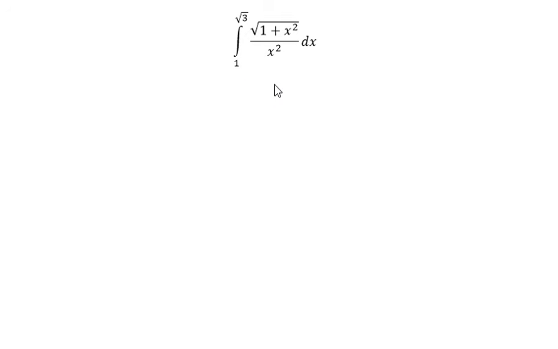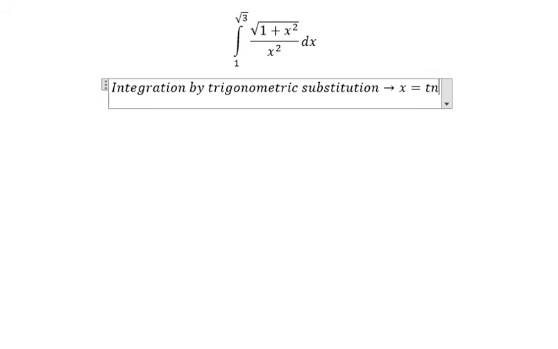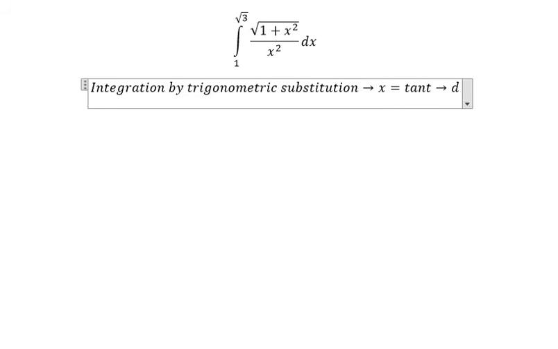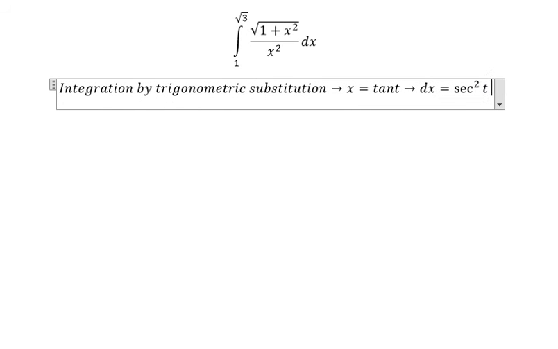The topic today is about integration. So now I will show you the technique. We need to use integration by trigonometric substitution. So we put s equal to tan t, ds equal to secant of t squared dt.